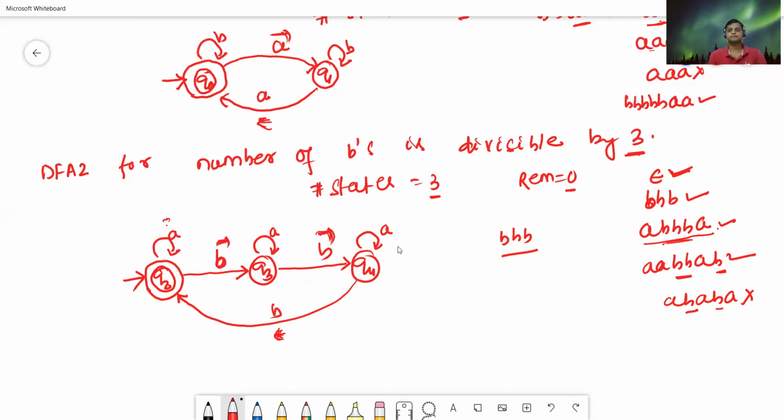Hope all of you understand the DFA 1 construction and DFA 2 construction. If you have any doubt, you can ask questions through the comment box. Now we have the first DFA and the second DFA, and we just combine DFA 1 and DFA 2 using cross product.